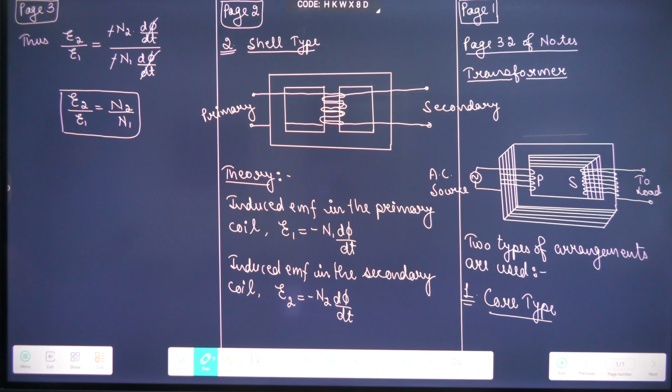So this much you have to explain in the exam if they ask about it. Let E be the EMF applied. Now I am again going to page number 34 of the notes, last 4 lines.